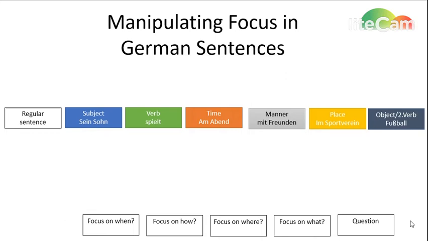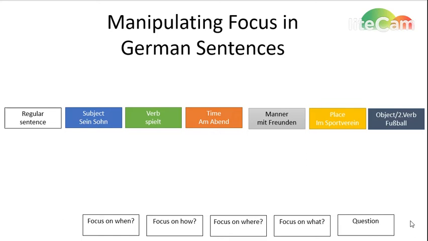So here is a regular, just a store-bought sentence. That is subject, verb, time, manner, place, and then the object or the second verb. Now, you have to remember the Germans expect to hear the information of time, manner, place in that particular order. And so, even though you're not going to need to produce it, you can use this also as a strategy for deciphering what a sentence might mean.